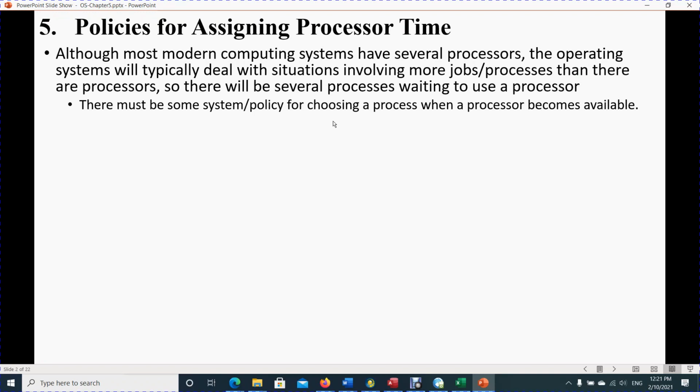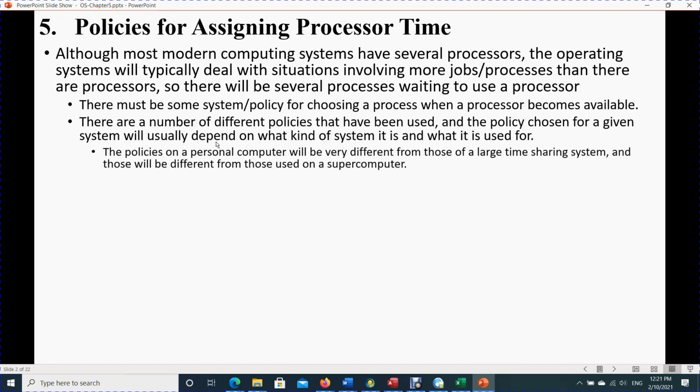available for another process. There are a number of different policies that have been used, and the one that gets used in a given system is going to depend on what the system is going to be used for. Policies on a personal computer are certainly going to be very, very different from those on time-sharing systems, and are going to be quite again different from those used for a supercomputer.